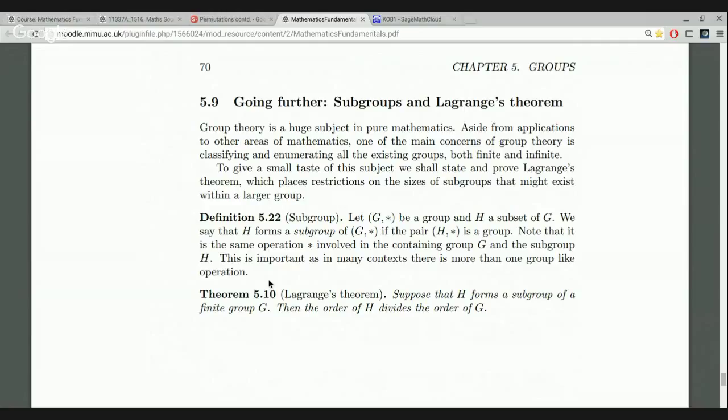Lagrange's theorem deals with finite groups. Most of the examples of groups I've shown you have been finite. The dihedral symmetry group D3, the group of symmetries of a triangle, I showed you first. The modular arithmetic groups are all finite groups. These permutation groups are finite. In any such group, there's only a finite number of objects in it. Lagrange's theorem is a very informative theorem. What it does is place restrictions on the possible sizes of subgroups of the large group.